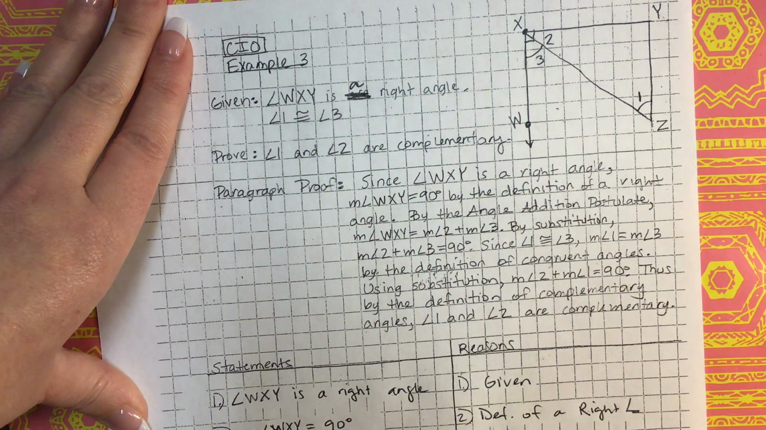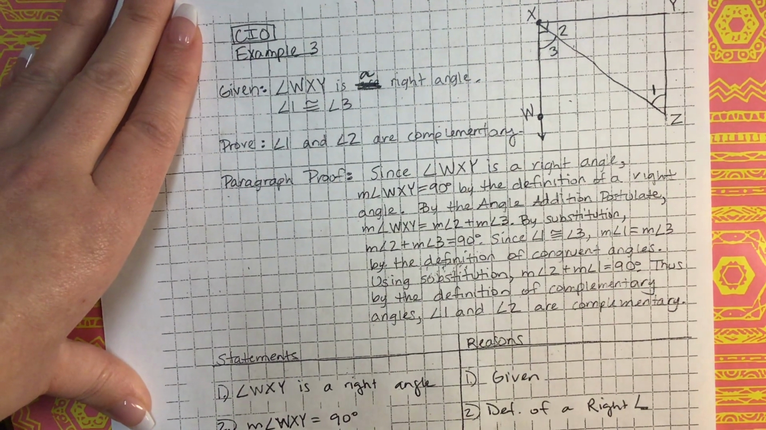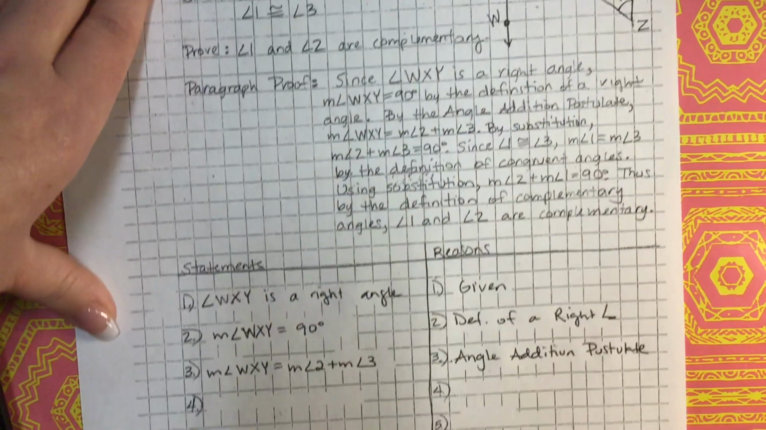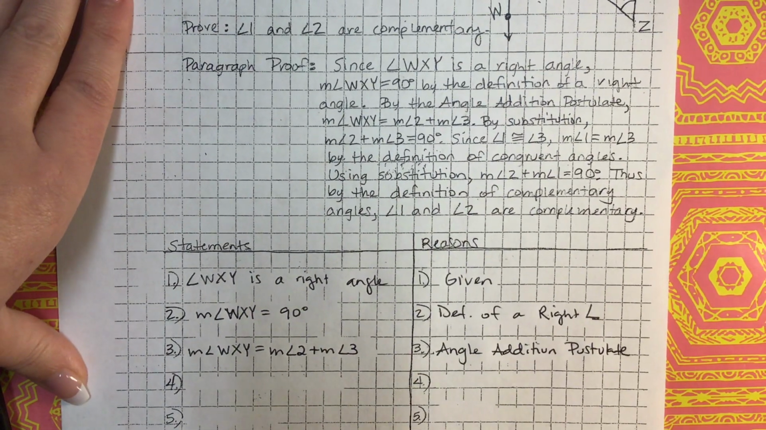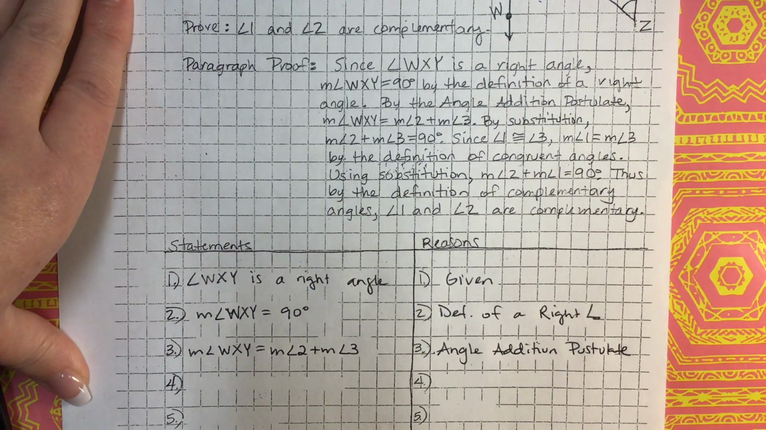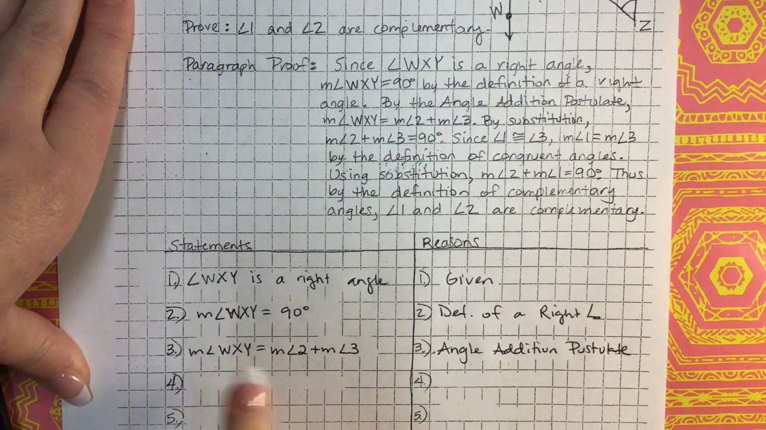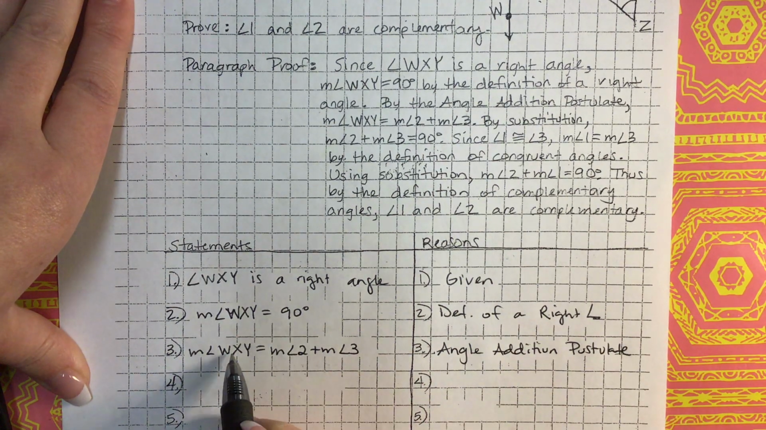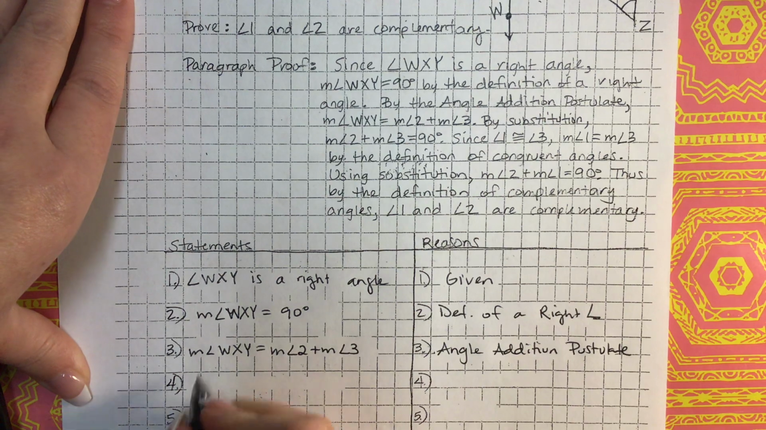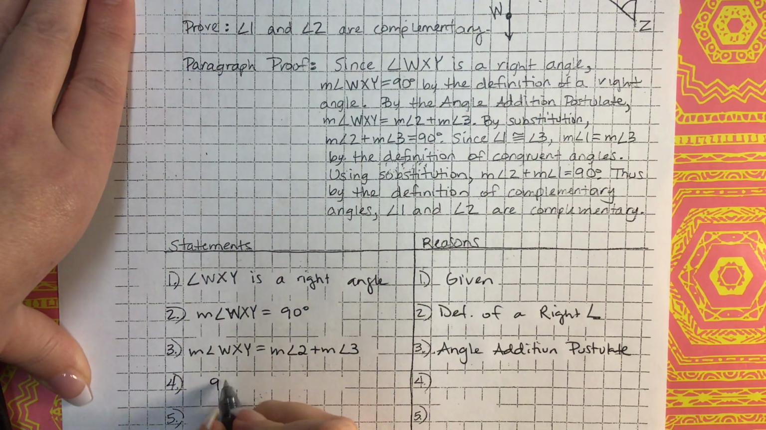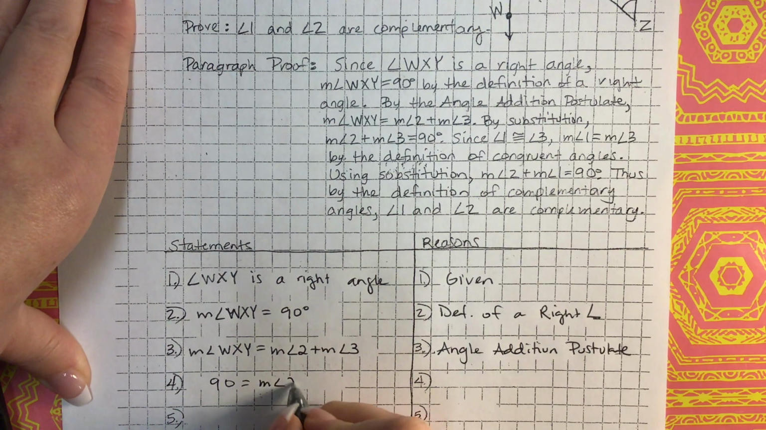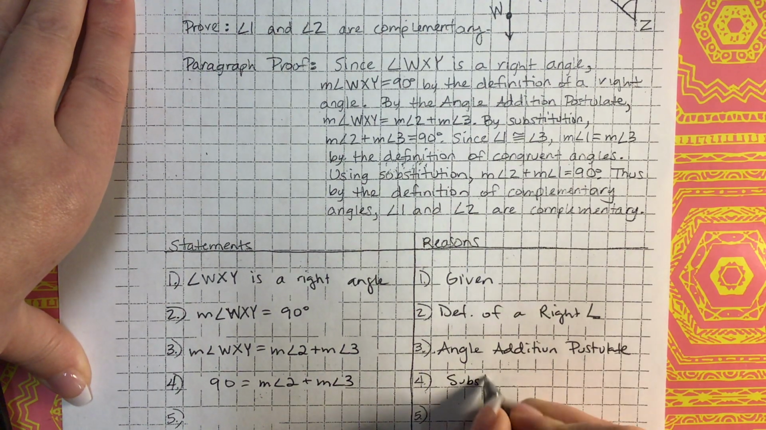Oh, you couldn't see that. All right. And then what do we want to do? Okay, so we have the angle addition postulate, and then we want to substitute 90 in here. So we're going to go 90 equals the measure of angle 2 plus the measure of angle 3 by substitution.